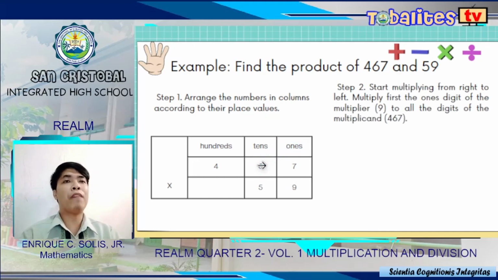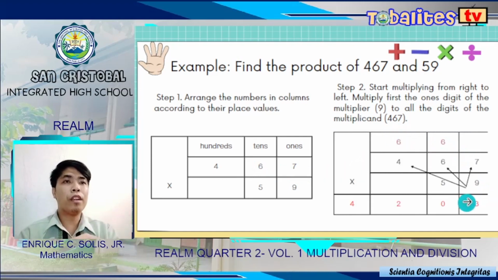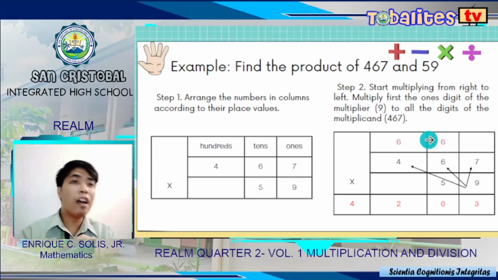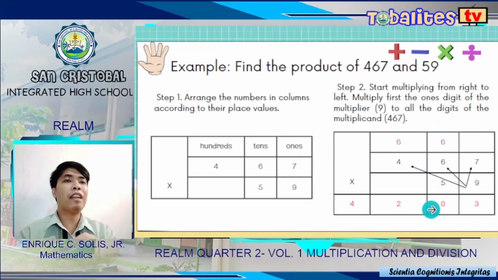We are going to multiply first the 9 to all the digits of the multiplicand, which is 467. To further understand, look at the table. So 9 times 7 is 63. Write the ones digit, which is 3, and regroup the tens digit 6. We are going to add the regrouped digit to the product of 9 times 6. 9 times 6 is 54, plus 6, we have 60. Write again the ones digit 0 and regroup the tens digit 6.